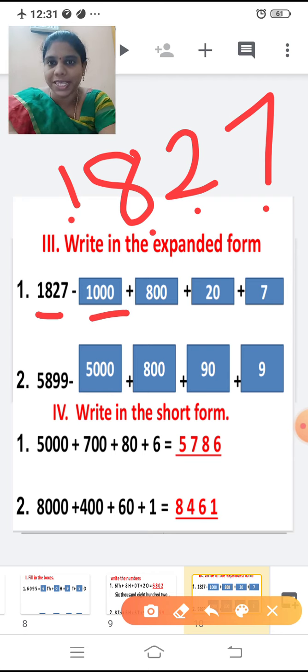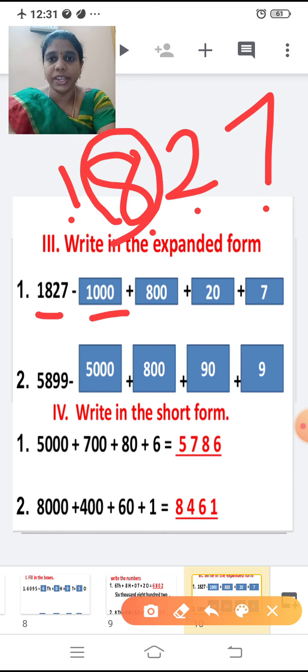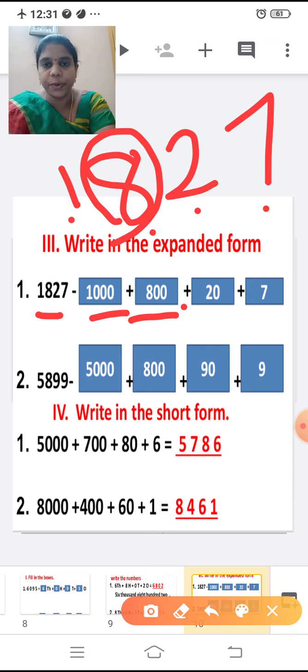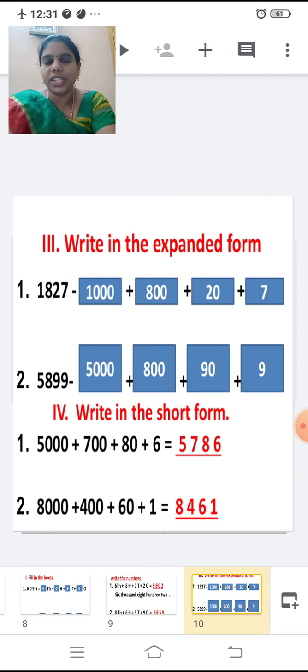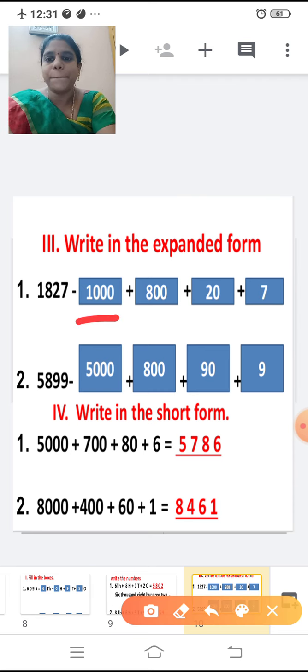Don't forget to put the plus symbol because it is the sum of the place value of the digits, right? So 1 is in thousands place, so write 1 into 1,000, 1,000 plus 8. It is in which place? Hundreds place. So 8 into 100, 800. So write 800 inside the box. Plus, don't forget to put the plus symbol, plus 2. It is in which place? Tens place. So 2 into 10, 20 plus 7 in the ones place. So 7. So the expanded form is 1,000 plus 800 plus 20 plus 7.